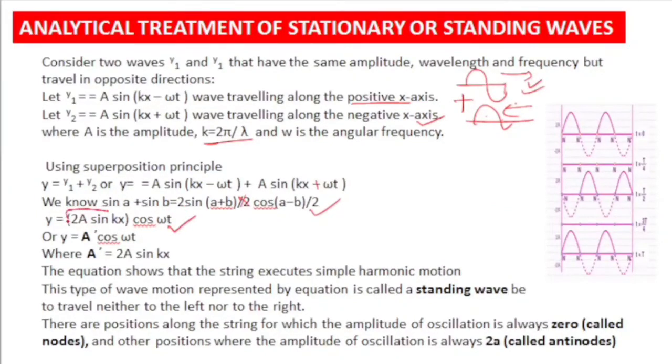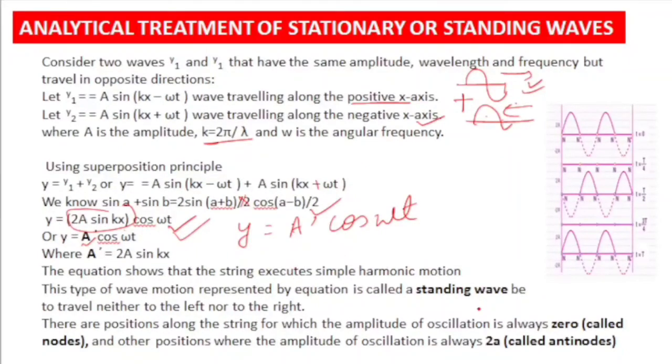This 2A sine kx is constant. You take it as A dash. So y is equal to A dash cos omega t. And you know y equal to A sine omega t or cos omega t is the equation of simple harmonic motion. Simple harmonic motion means the particle vibrates about its mean position. So this is the equation of a standing or stationary wave, which vibrates about its mean position, but its nodes and antinodes are always fixed, and it looks like the wave is stationary or at rest, right? So this is the equation of stationary waves, y equal to 2A sine kx cos omega t.